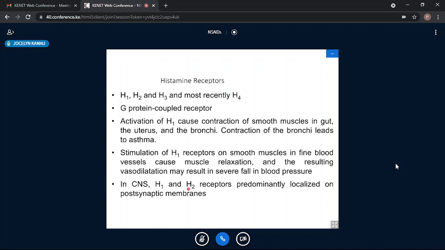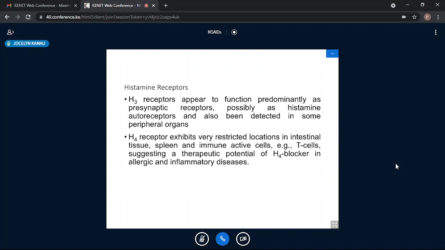In the CNS, H1 and H2 receptors are predominantly localized on postsynaptic membranes. You will do more of that in pharmacology. The H3 receptors appear to function predominantly as presynaptic receptors, possibly as histamine autoreceptors, and have also been detected in some peripheral organs.